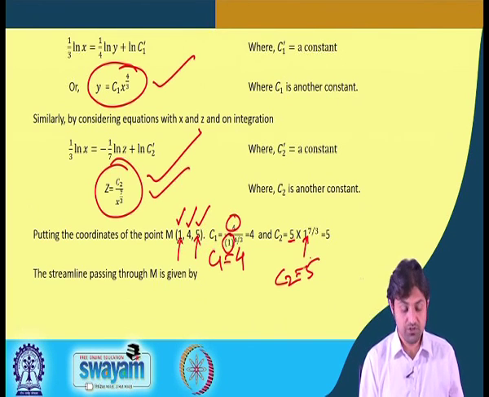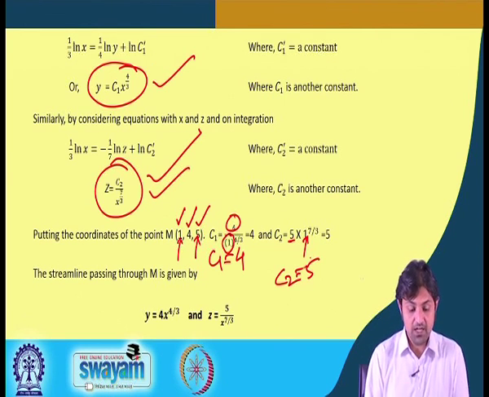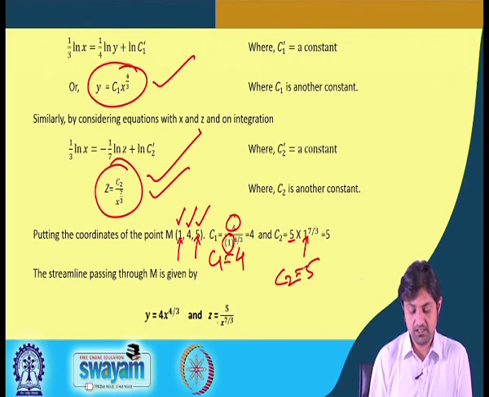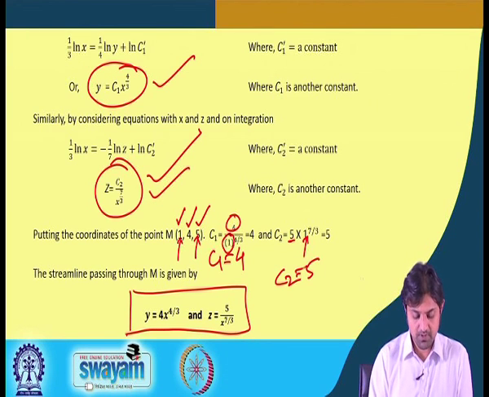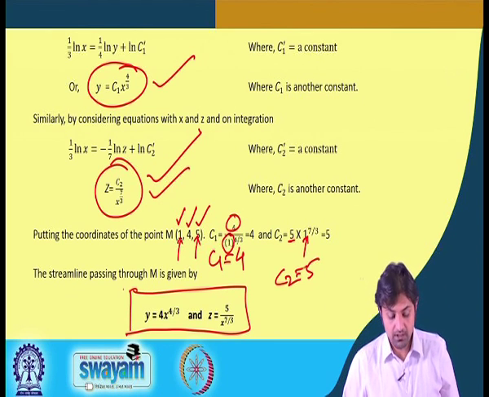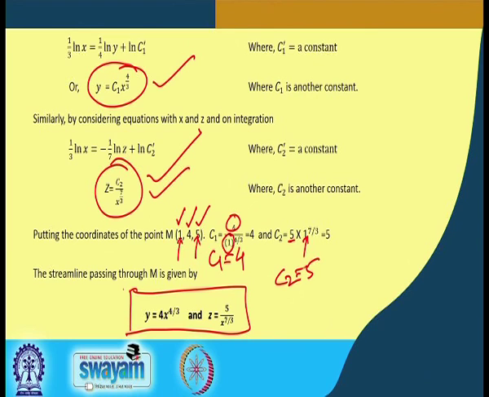So the streamline passing through M can be given by y equal to 4x to the power 4 by 3 and z equal to 5 divided by x to the power 7 by 3. So, this is the problem where we saw how to solve the streamline equation, and this is enough for today.